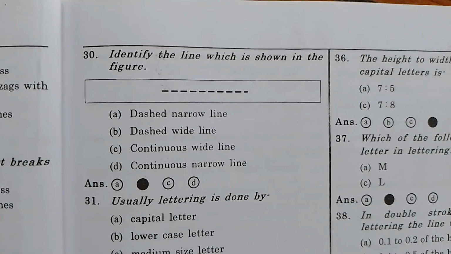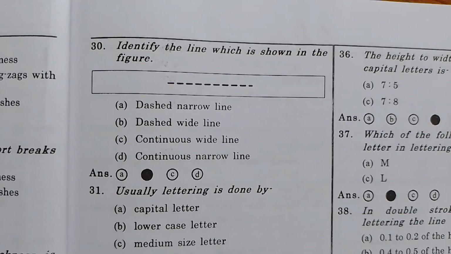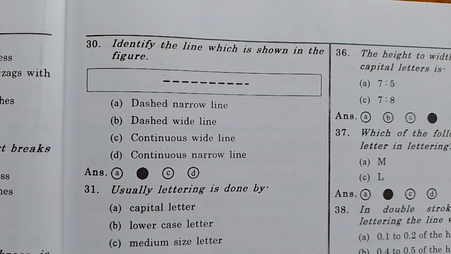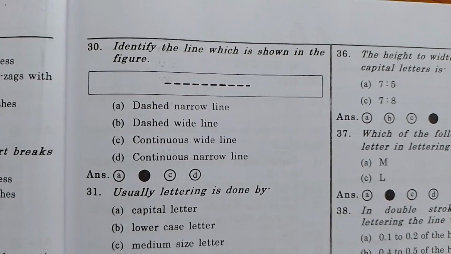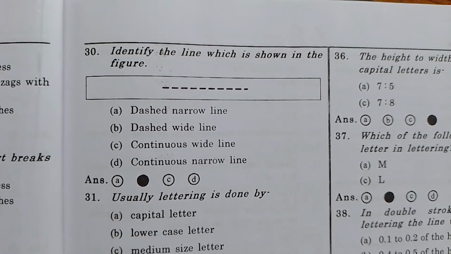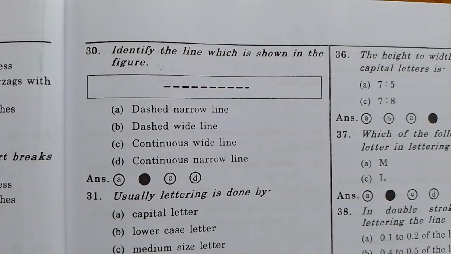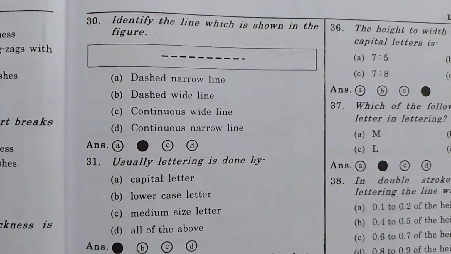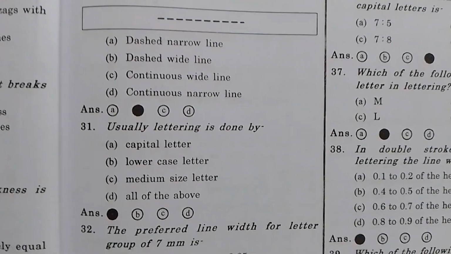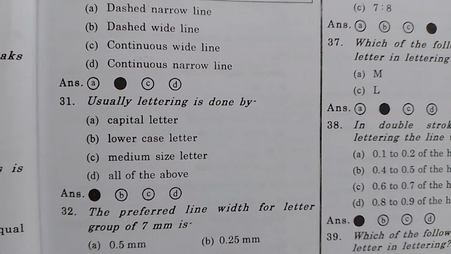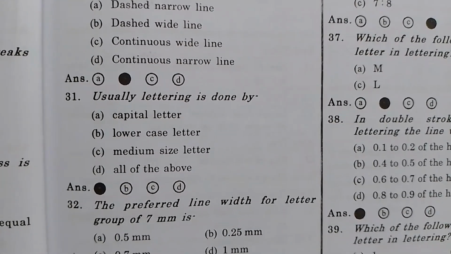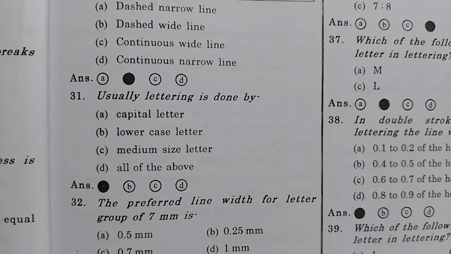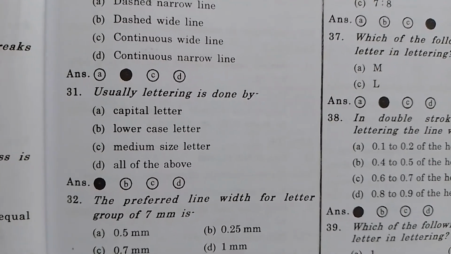Now move on to the question number 30. Identify the line which is shown in the figure. Option A is dashed narrow, dashed wide, continuous narrow line. Option number B is correct. It is dashed wide line. Question number 31. Usually lettering is done by capital letters. Usually letter writing in engineering drawing is done by capital letter, uppercase.